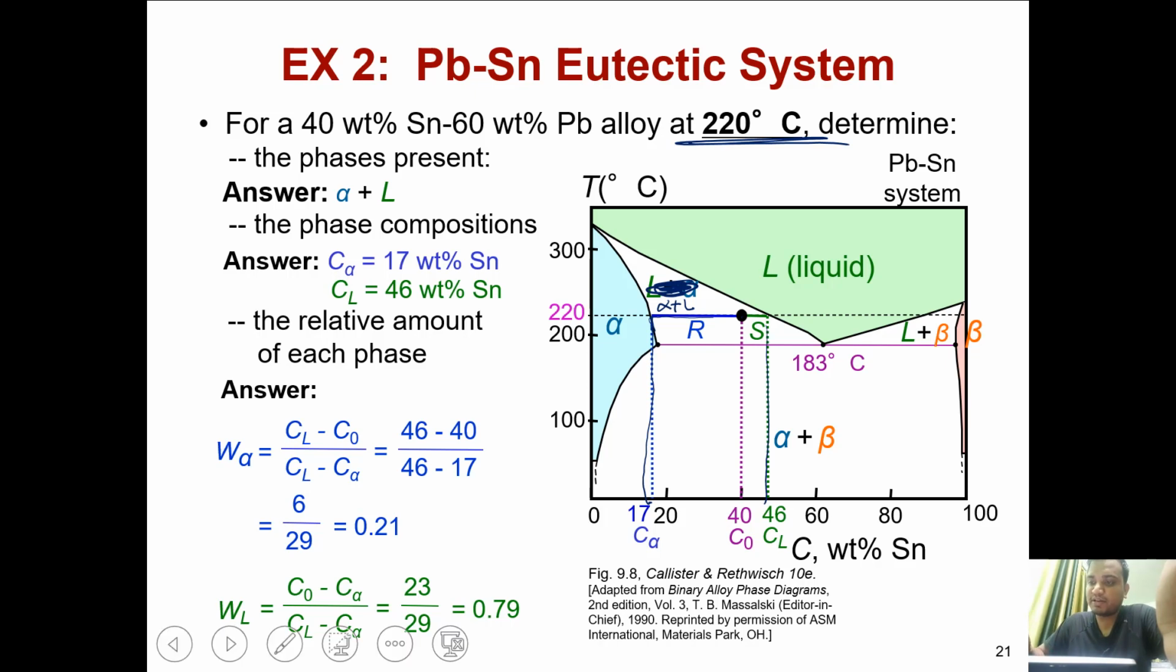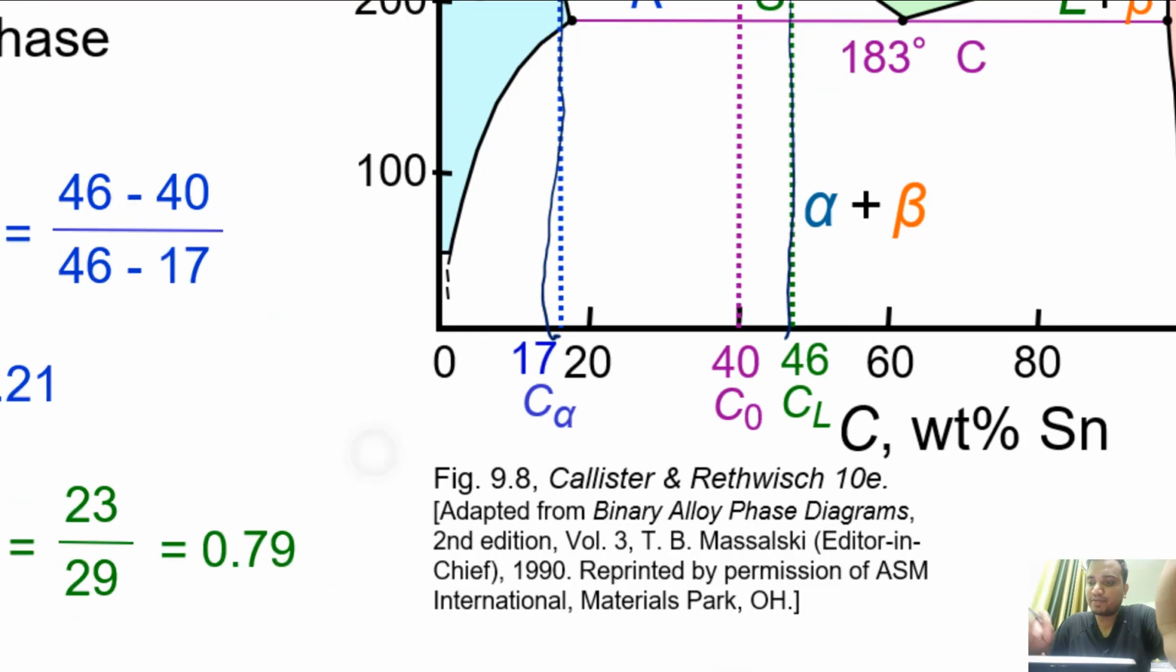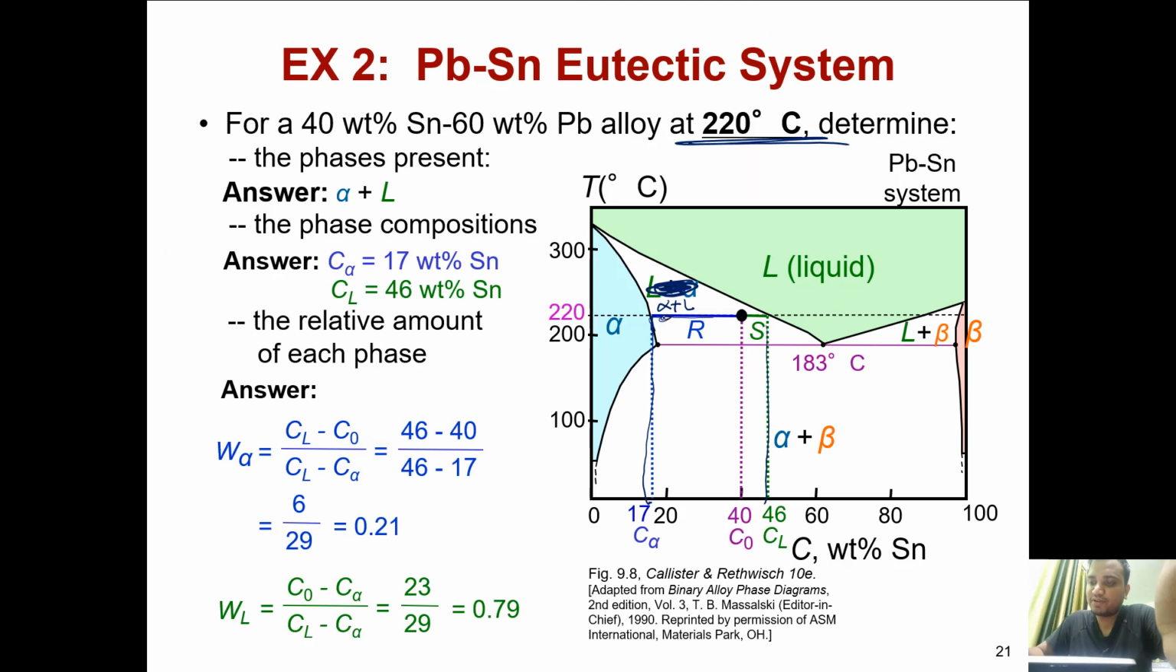Now similarly the weight fraction of alpha, right? This is your alpha, so this is on the left hand side, so we'll take the right hand part, that is S. S is nothing but CL minus C naught, so that's what is written, CL minus C naught, S by R plus S, right? So for W L, since liquid is on the right hand side, we will take the left hand part, that is R divided by R plus S. Simple. Okay.